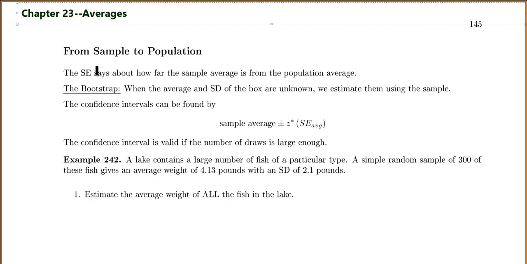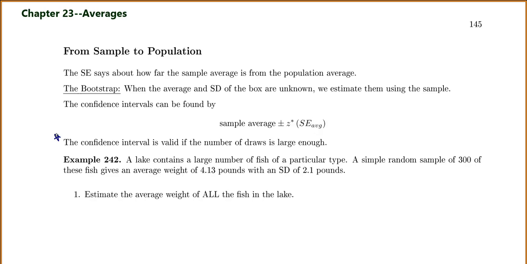And we found confidence intervals for percentages, and we can do a similar one for averages. So our confidence interval can be found by our sample average plus or minus our critical point Z star times the standard error for the average. Notice it's almost the exact same formula we used before. All we did was change percentages to averages.